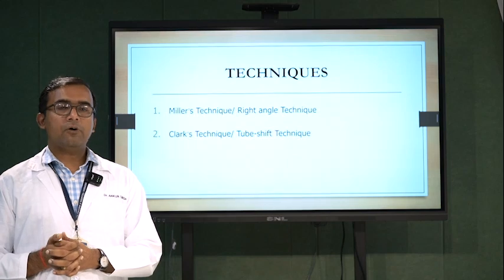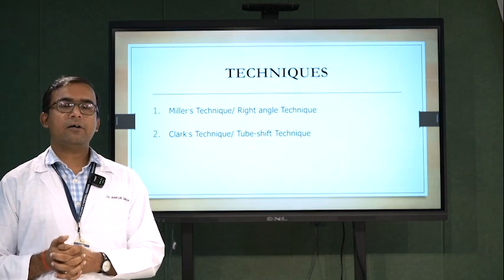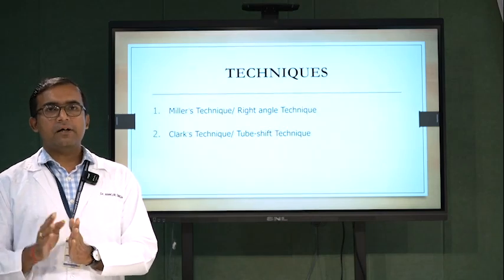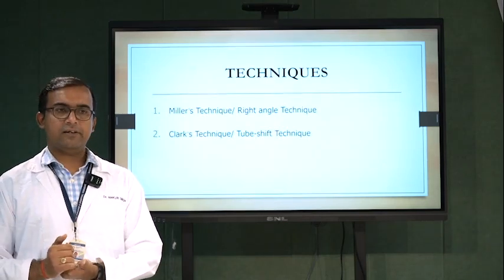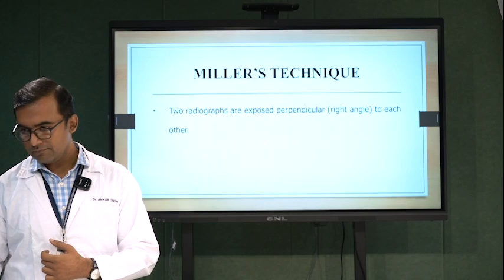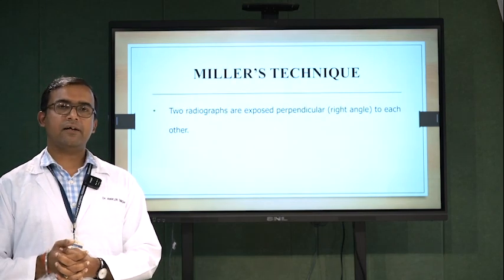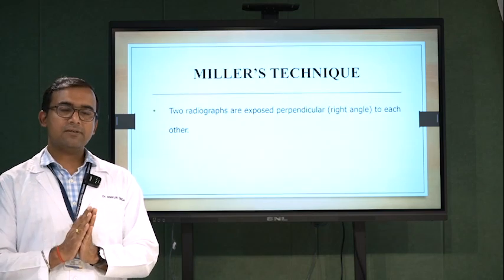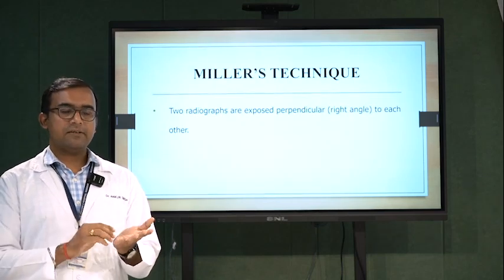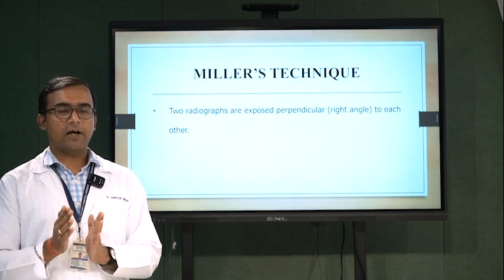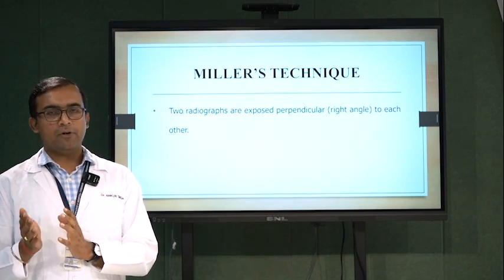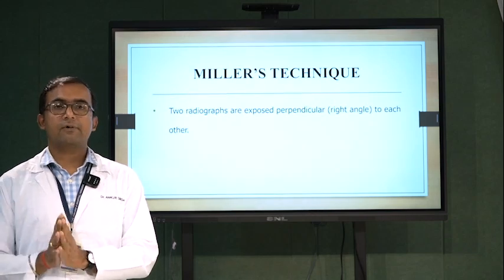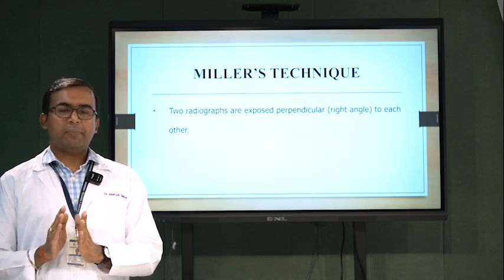Then is the tube shift or Clark's technique. Clark's technique is not shifting the tube perpendicular but to some angle. We'll discuss it when that topic comes. So we'll start with the Miller's technique or the right angle technique. So Miller's technique, two images, two different views. One, as I said, OPG or IOPA, and another one can be occlusal. Or in case of extraoral, one can be a PA view, one can be a lateral view. So two perpendicular views are taken.